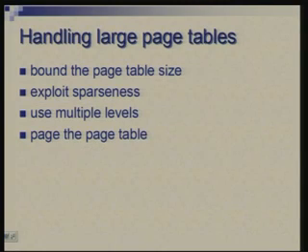So, what do we do? There are various ways you can handle it. Some of these are listed here, common ones: that you realize a bound on the page table size and exploit that, or exploit the sparseness. That means, the whole page table may not be really active. You can use multiple levels, or you can use techniques like paging the page table and so on. So, let us look at these one by one.